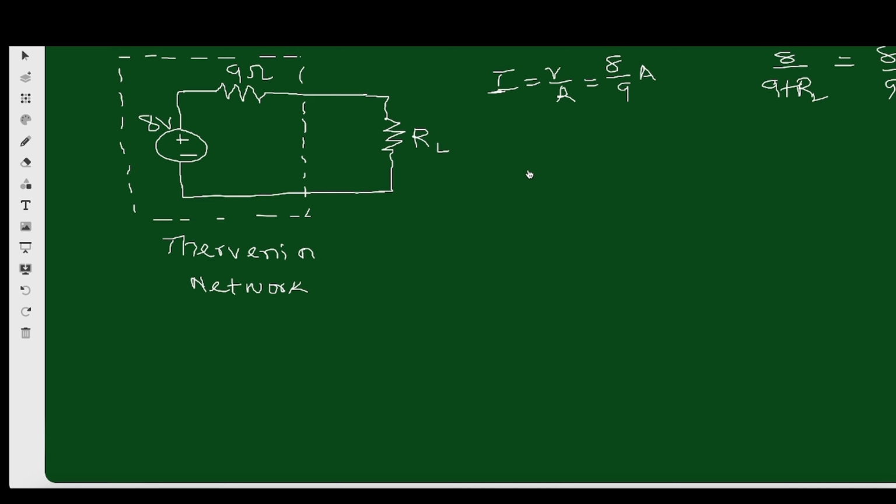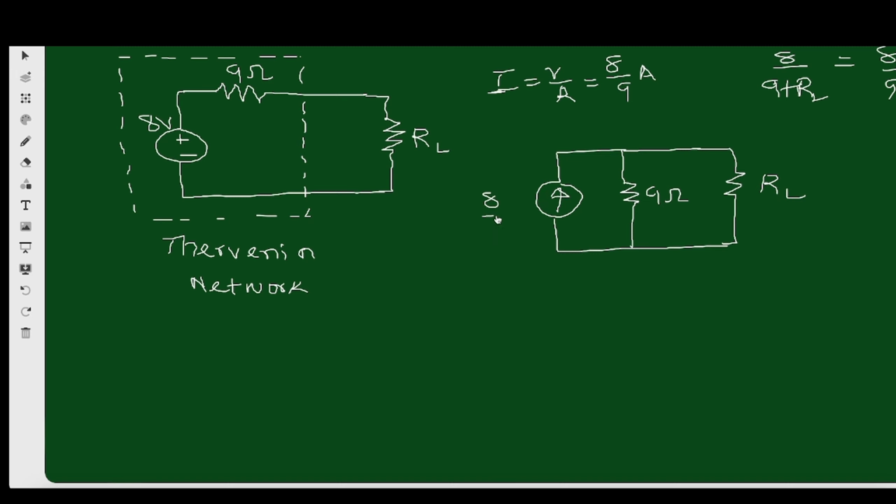8 over 9 amperes. So if you draw the Norton equivalent circuit, we have the current source here, right? So we have the resistor and we have the load resistor. This is 9 ohms, RL, and this is 8 over 9 amperes, and of course this is the Norton equivalent circuit.